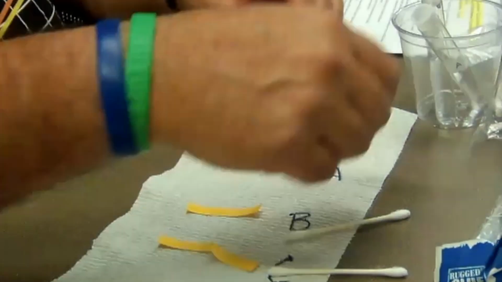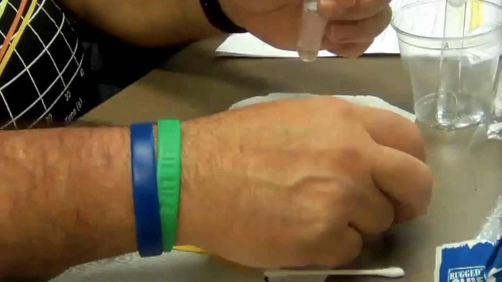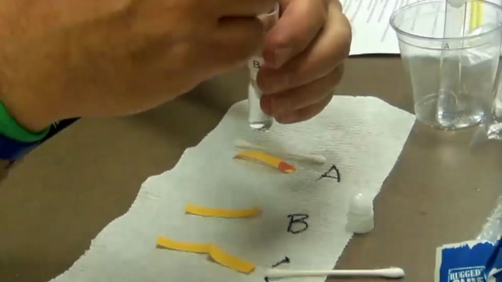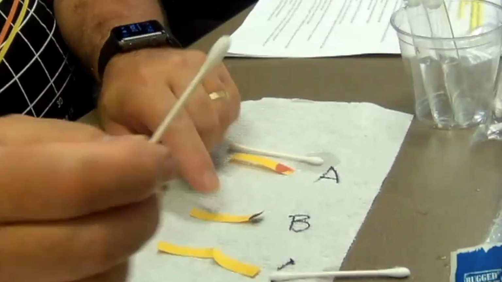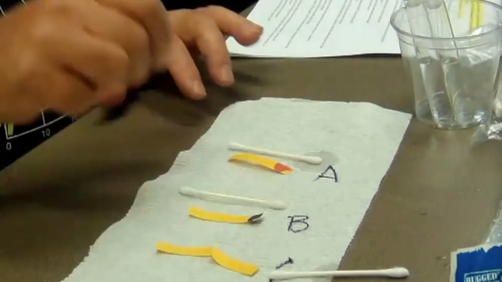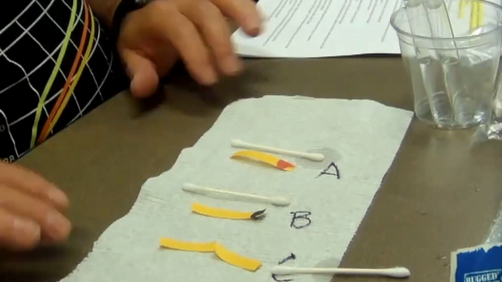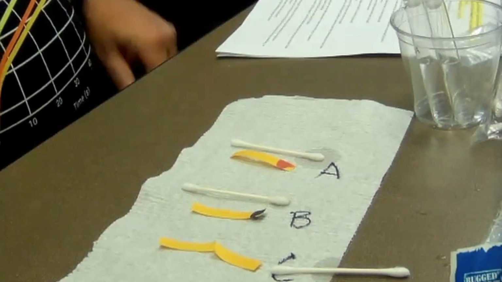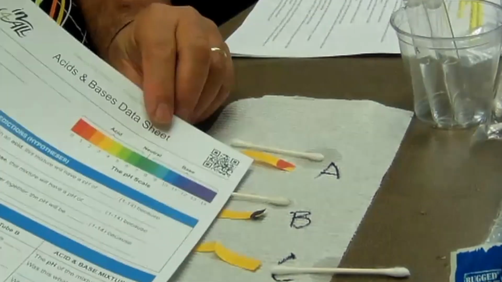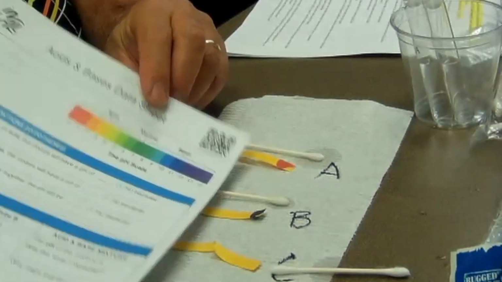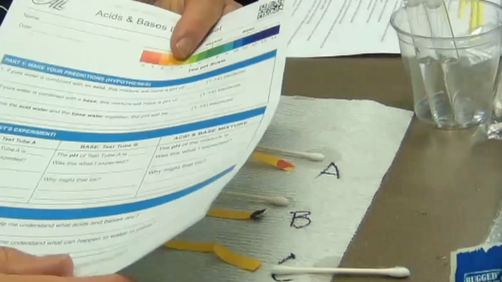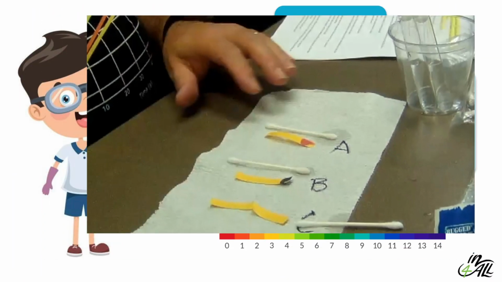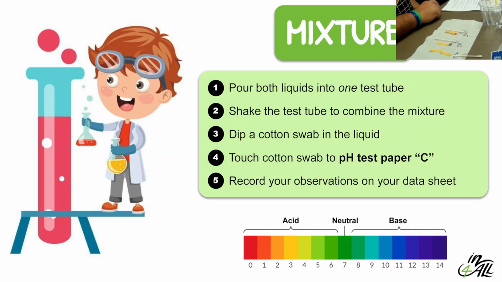It's the same for the base. So this is the base, same process. Touch that onto the paper. Ooh. Notice that, I got an ooh out of Dylan. And so, note that, look at your pH scale, and then record that value in the box for test tube B. All right. Mixture.